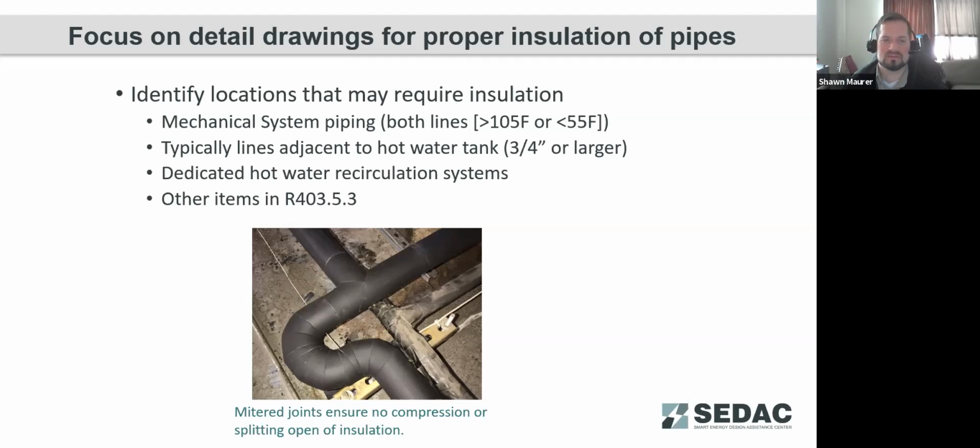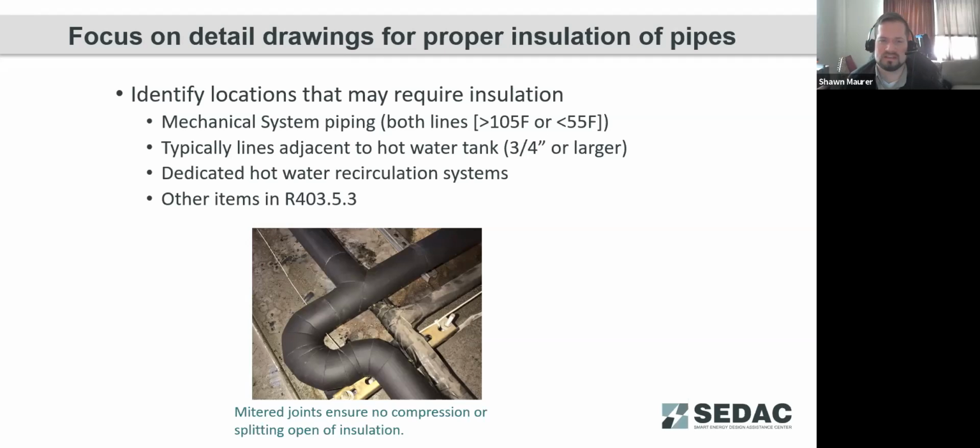Typically, this applies to hot water tank lines 3/4 inch or larger, near the hot water tank. It's typically not seen at the actual connections from the hot water circulation system or delivery loop to the fixtures, where the diameter is small enough that insulation is not required.